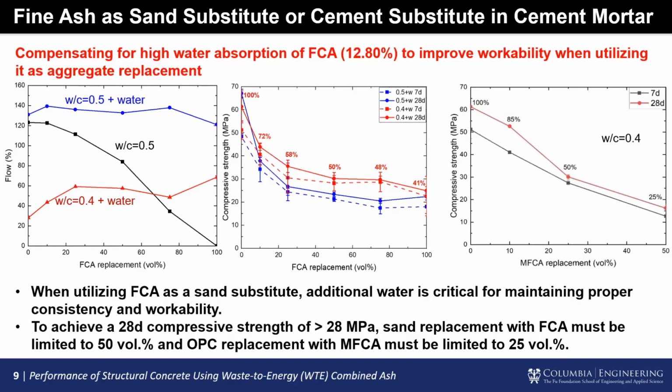And for the compressive strength, for the fine combined ash replacing the sand, and the milled fine combined ash replacing the Portland cement, generally speaking, with the increasing replacement of the ash in the system, the compressive strength would decrease. The tenable compressive strength at 28 days of 28 megapascal was limited to the fine combined ash replacing the sand at 50 volume percentage, and it was limited when the milled fine combined ash replaced the Portland cement at 25 volume percentage. The reason for the strength decrease is the metallic aluminum in the fine combined ash, which I will explain later in the morphology result.